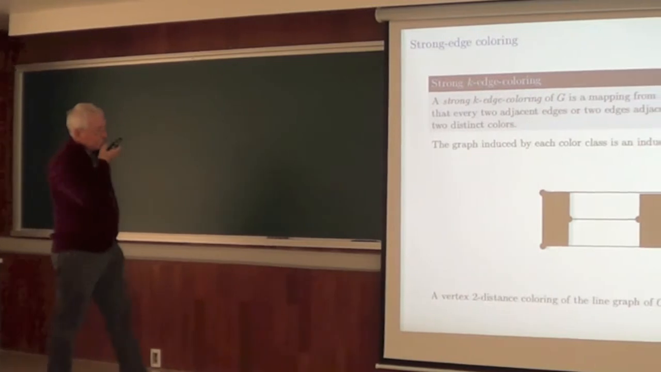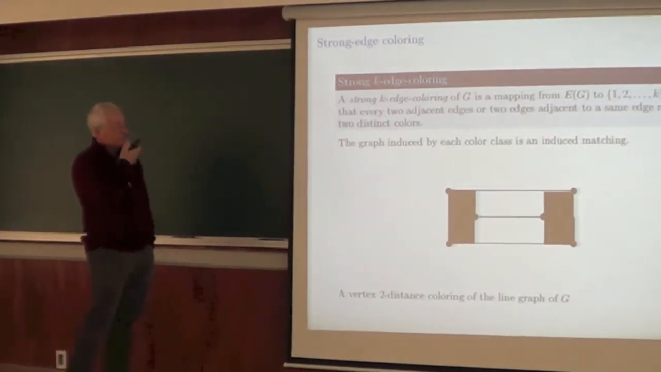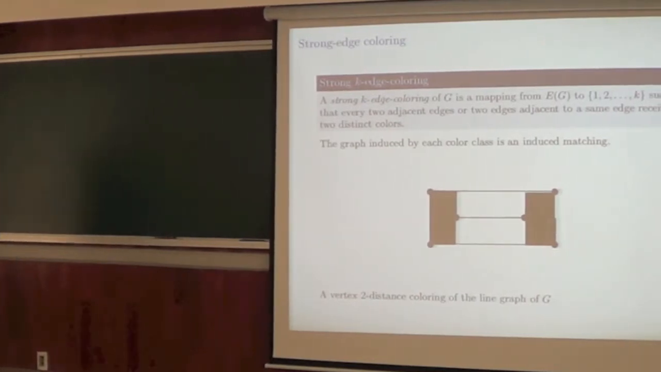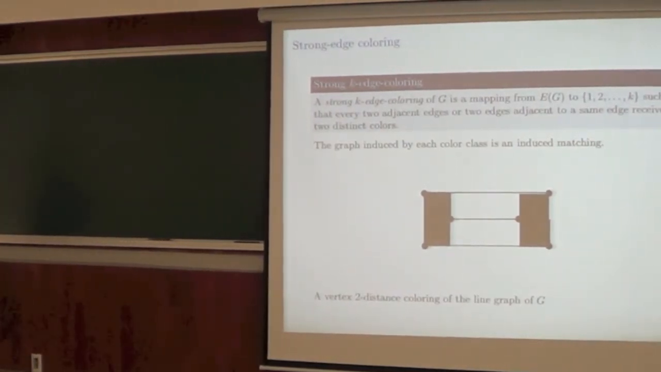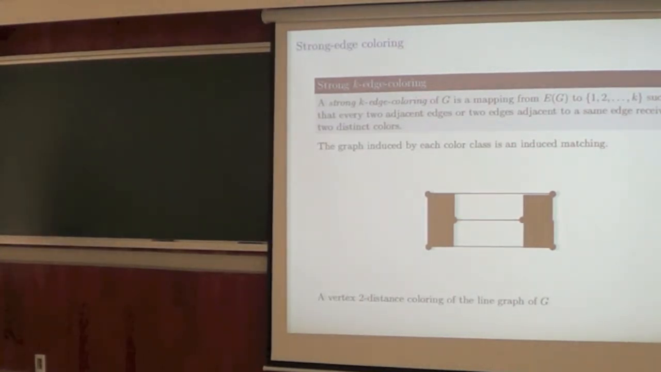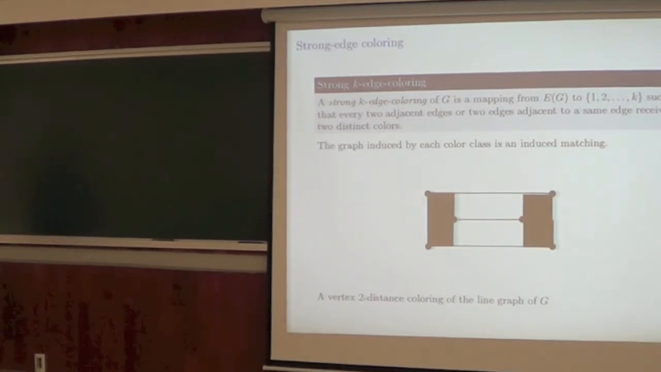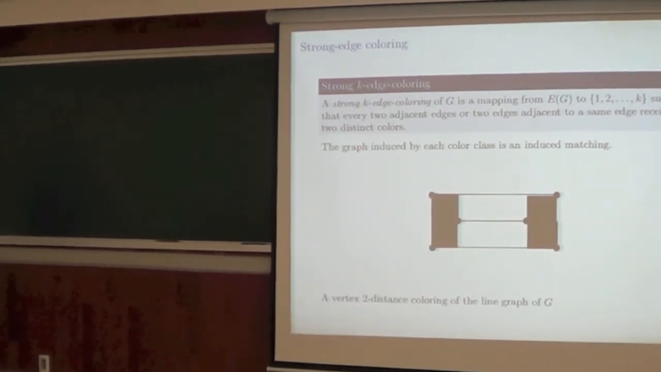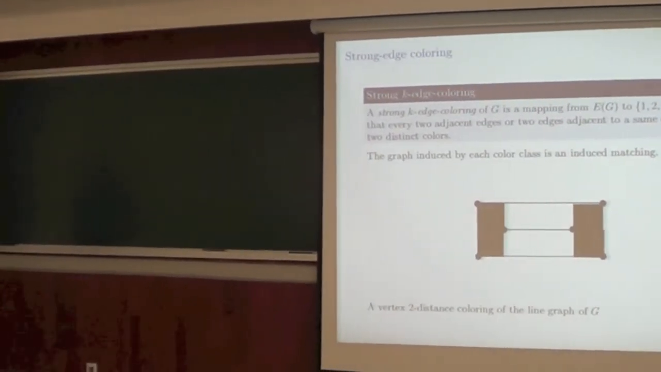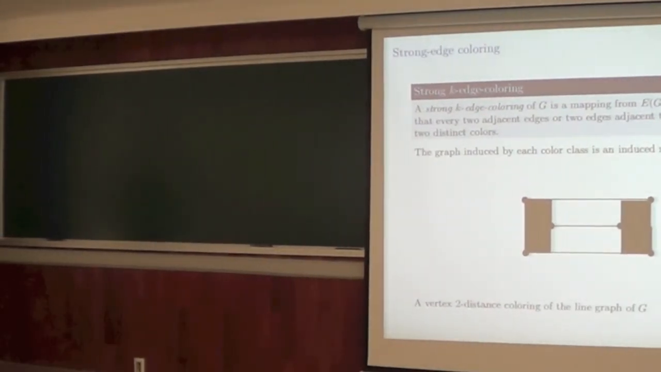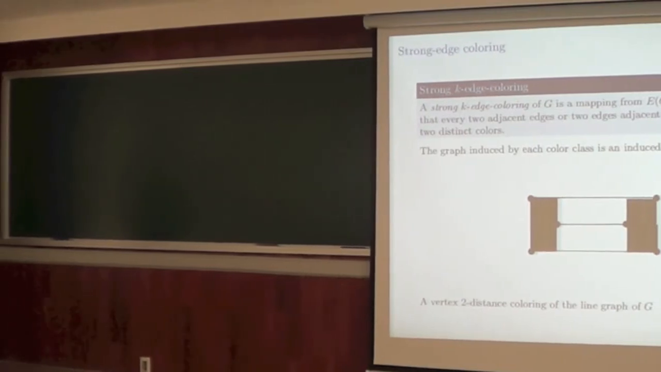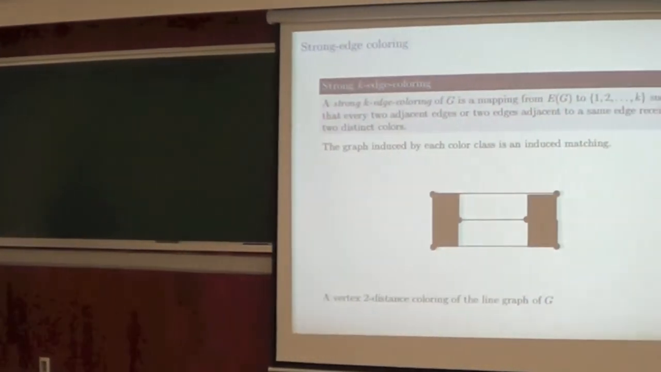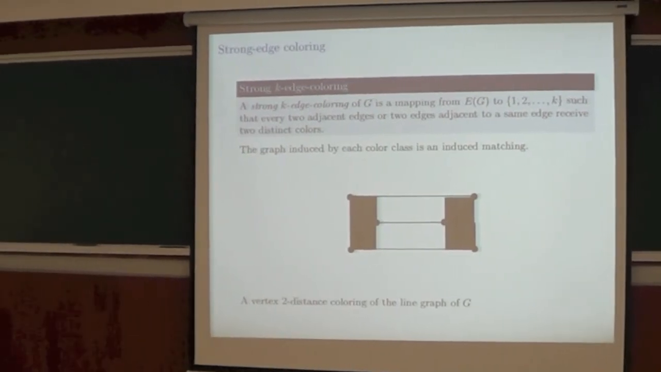So, we are considering graphs. Here it is an undirected graph, an unoriented graph. And we define a strong k-coloring. It is a coloring of the edges of the graph, so it is a mapping from the set of edges into 1 to k, such that every two adjacent edges have different colors, so it is a proper coloring. But we also want that if two edges are adjacent to the same edge, then they have different colors. So I will draw the graph here, and we will try to color it.